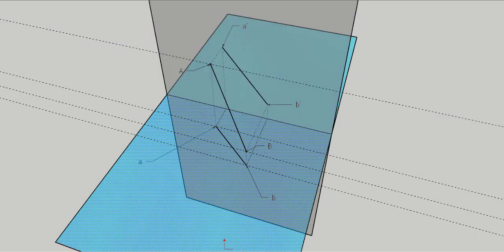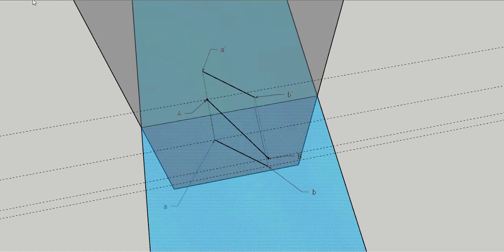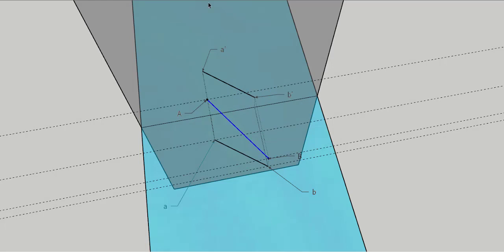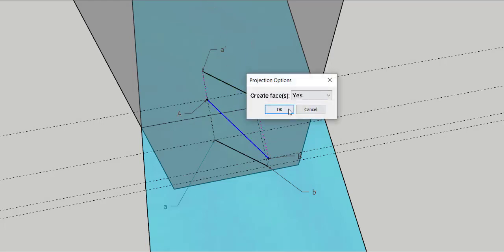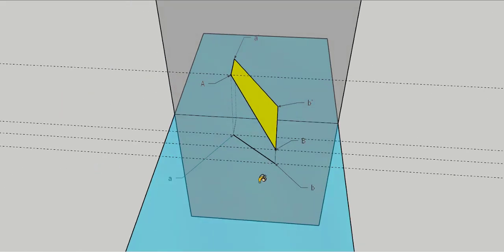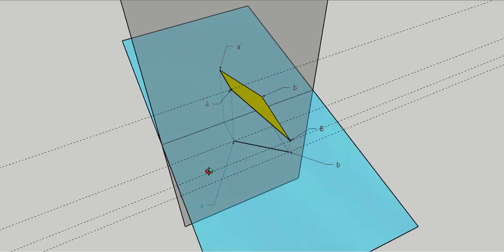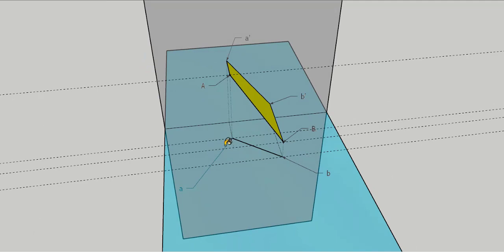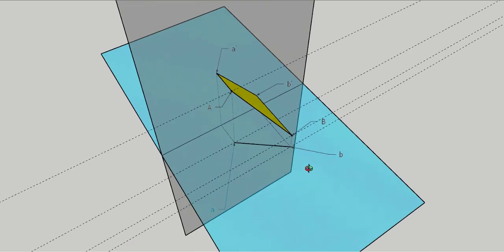Now let me make this into a plane. I will be joining A dash B dash B A. These four points will be joined using a plane. Let me do that now, and let me color it. Now I will draw another plane here, joining A B b a. This plane is again also a trapezium.